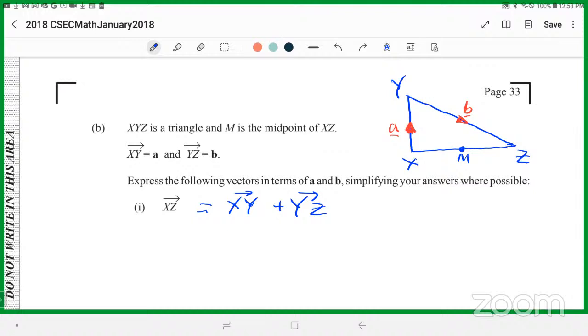So clearly, A is going to take you up to Y, and B is going to take you down to Z. I didn't have to write this in. Look at the diagram and say go up A and then come down B. So A plus B is the answer. That is XZ. Do you understand that? Yes, sir. All right. Next question.